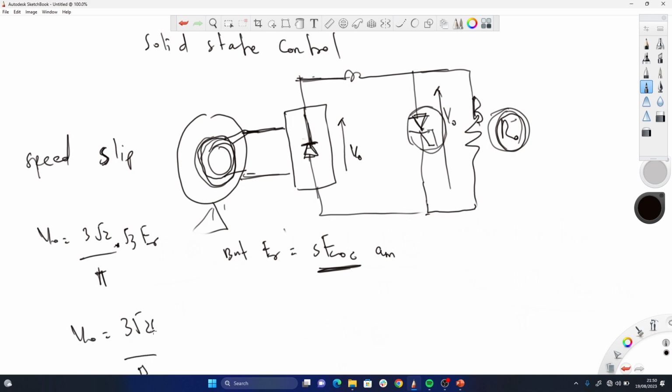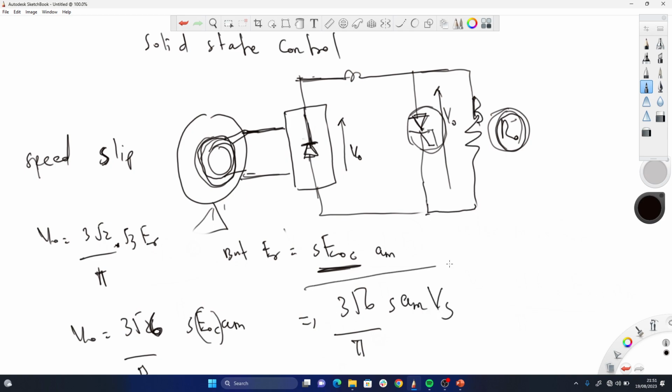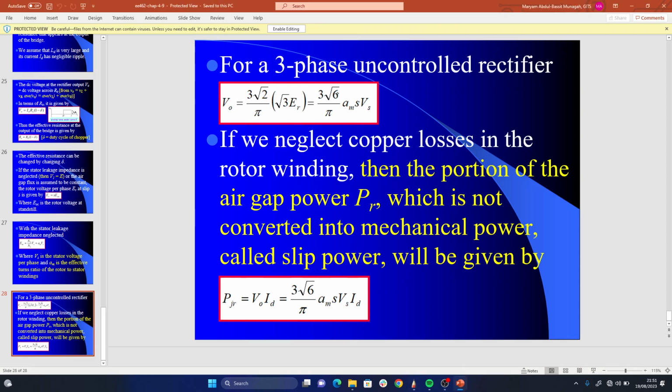This time it gives me root 6, so 3 root 6 over pi. Then my ER is now S EOC AM. Are you following me? EOC, the open circuit voltage, is the same as the supply voltage. So now I get 3 root 6 over pi S AM times the supply voltage. So this is the formula here. This is the output voltage of the bridge rectifier here. So that's what you can see here.